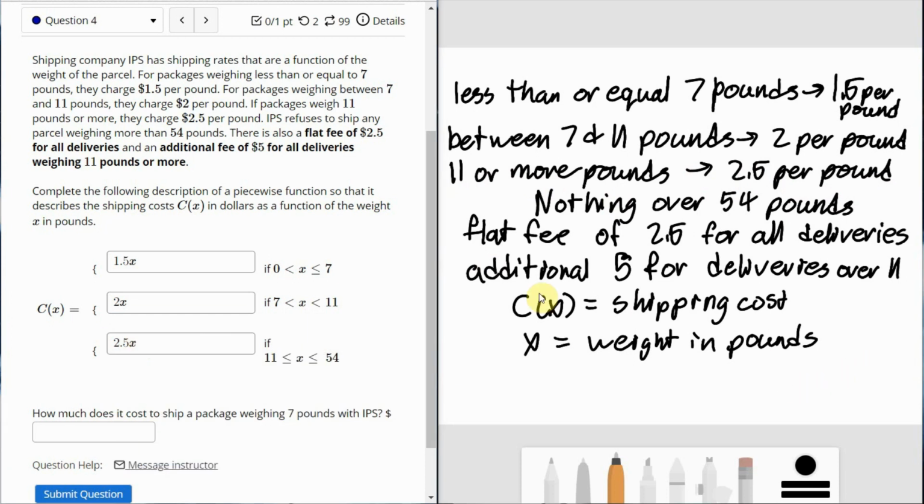I don't have to worry about the nothing over 54 pounds clue because it was already applied for us in the third domain restriction. It also says that there is a flat fee of $2.5 for all deliveries. Flat fee means I need to add 2.5 to all deliveries. So I'll add 2.5 to all three expressions.